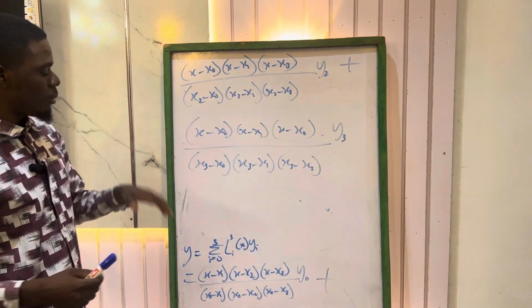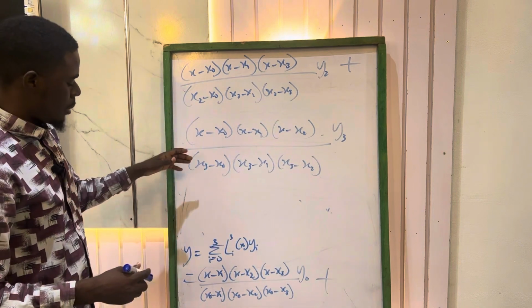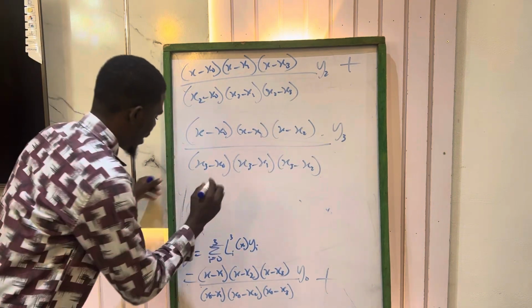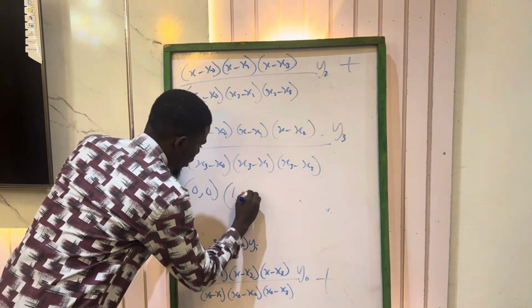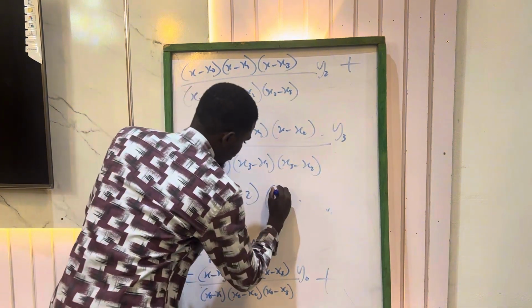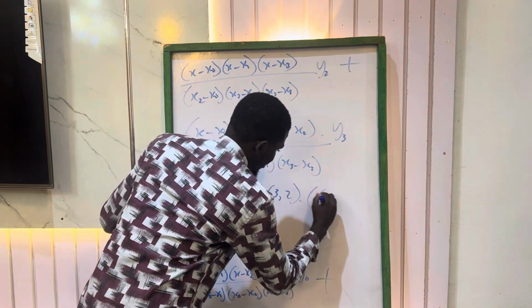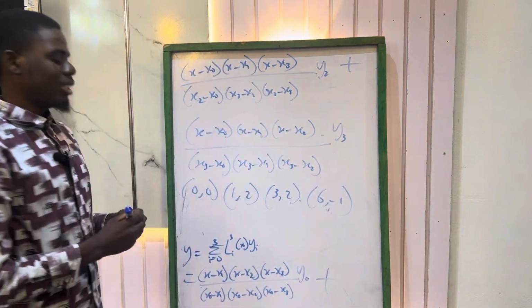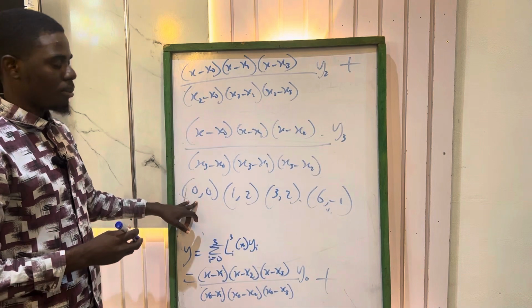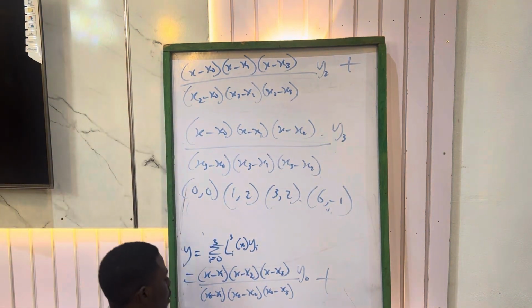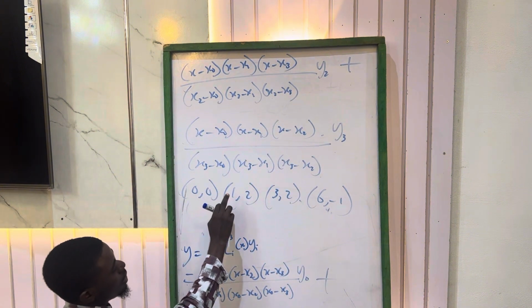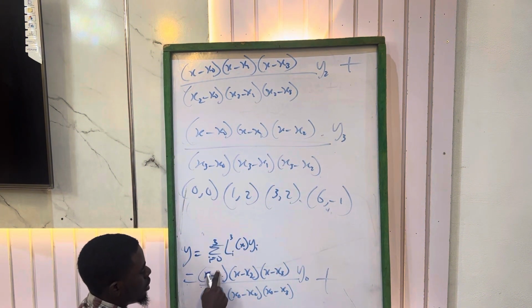So if we were to slot these points inside this equation now, because I'm not going to change the values here, our points that we're given are 0, 0, we have 1, 2, we have 3, 2, we have 6, minus 1. So these are the 4 points that we have. This is our x naught, and this is our y naught. So now if you come here for this first term, our x1 is given as 1. So we just change this to 1.